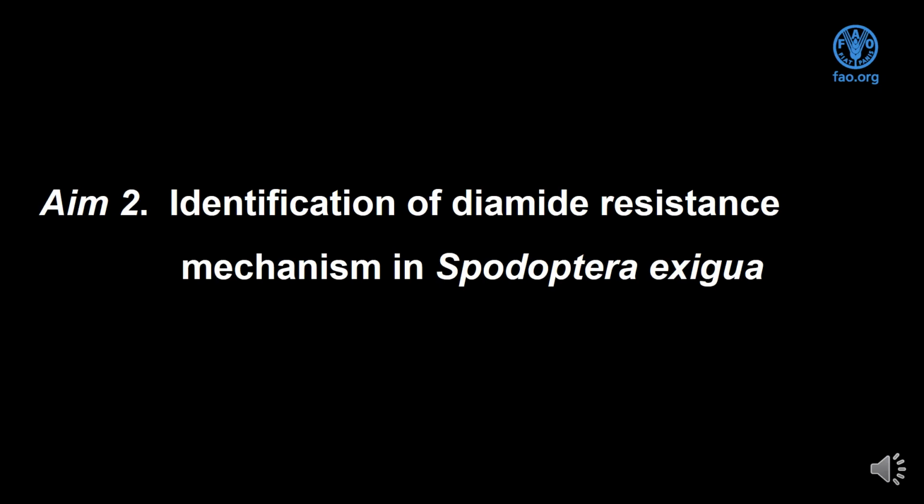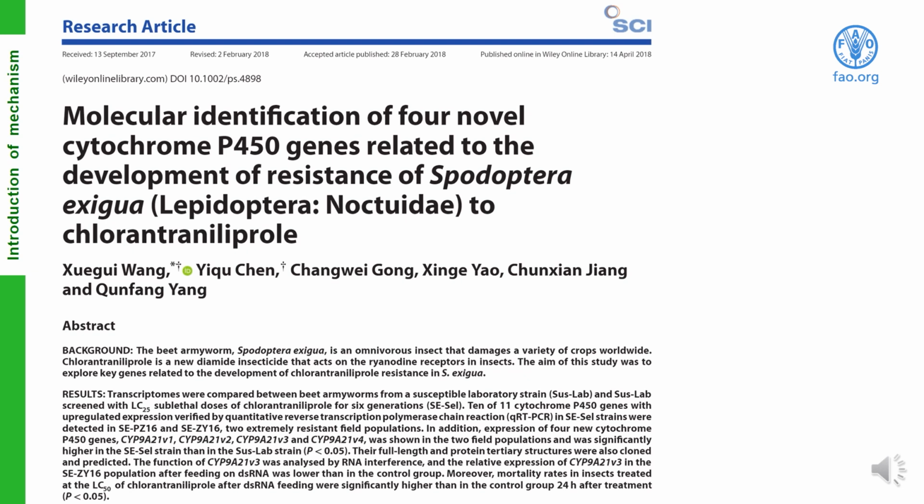So this is Aim 2, identification of the diamide resistance mechanism in Spodoptera exigua. Some research results have already been reported. A Chinese group reported the molecular identification of four novel cytochrome P450 genes related to the development of resistance of Spodoptera exigua to chlorantraniliprole. Based on this research paper, we can get an idea that some CYP9 genes can be involved in insecticide resistance.